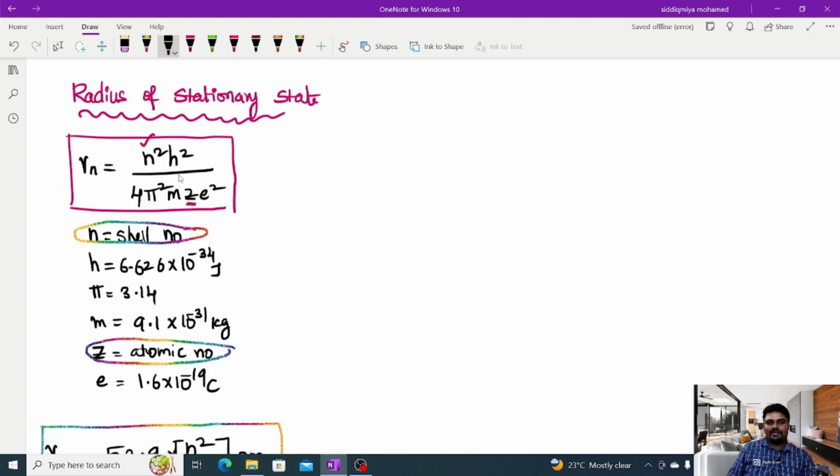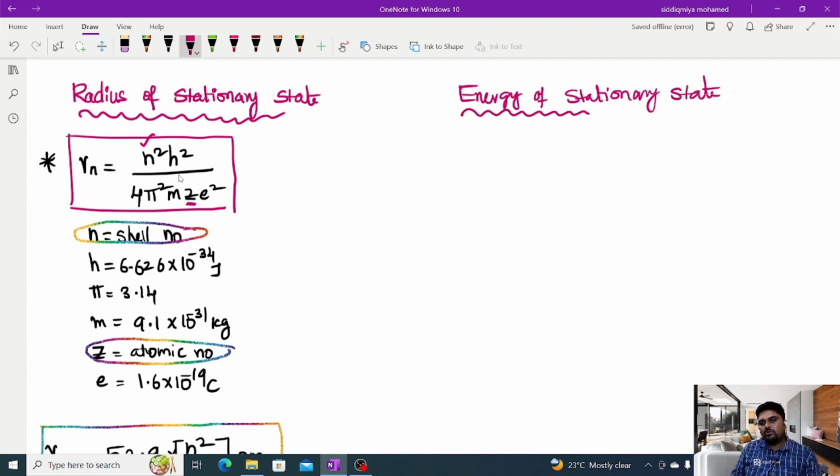There are questions based on this formula Rn in NEET and JEE books. Now we will see energy. Energy of stationary state.